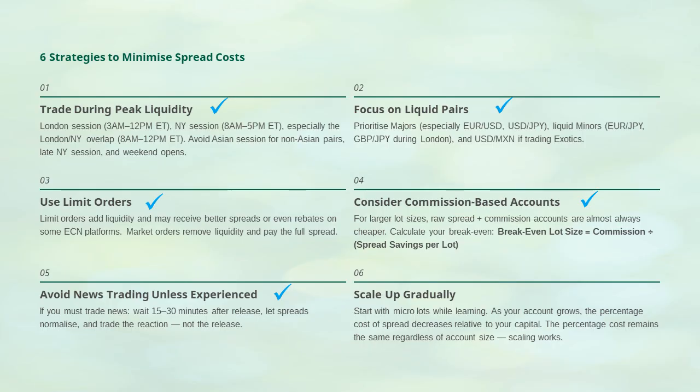Strategy 6. Scale up gradually. Start with micro lots while you're learning. As your account grows, the percentage cost of spread decreases relative to your capital. But remember, the percentage cost remains the same regardless of account size. Scaling works because your costs don't scale linearly with your account growth.